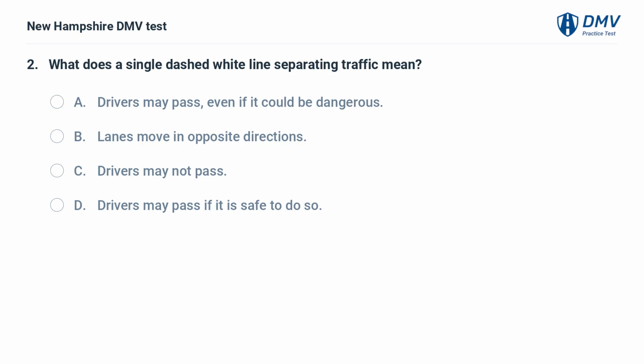What does a single dashed white line separating traffic mean? A. Drivers may pass, even if it could be dangerous. B. Lanes move in opposite directions. C. Drivers may not pass. D. Drivers may pass if it is safe to do so.